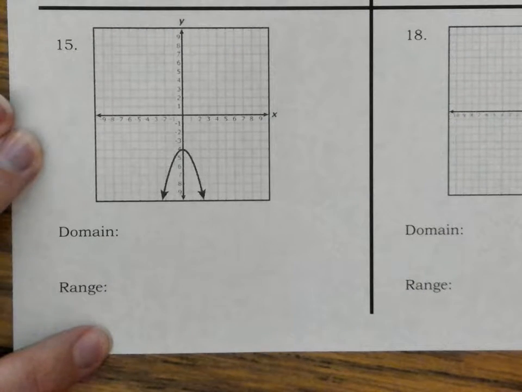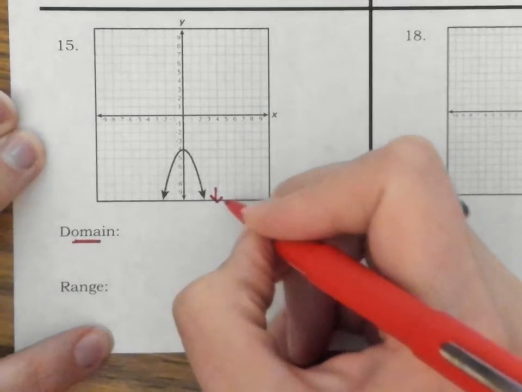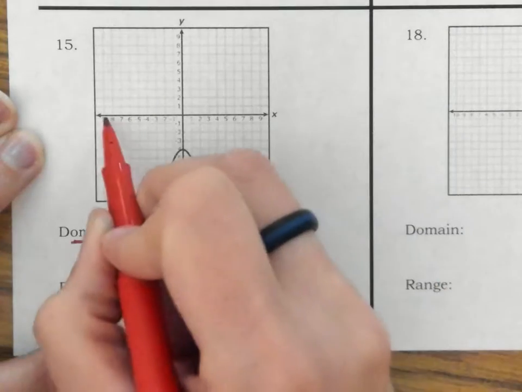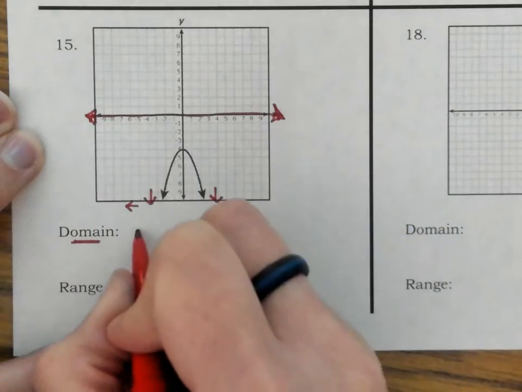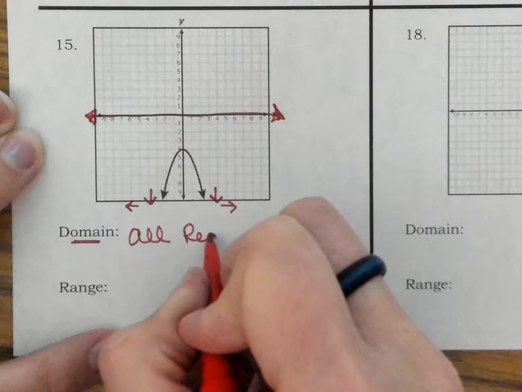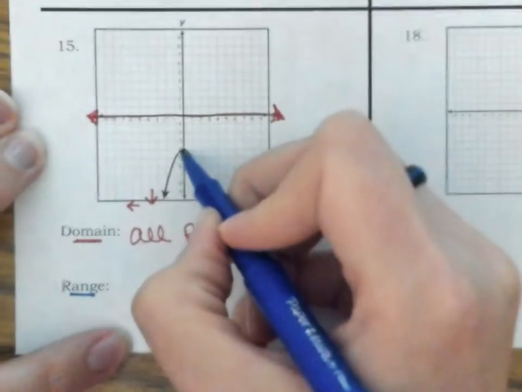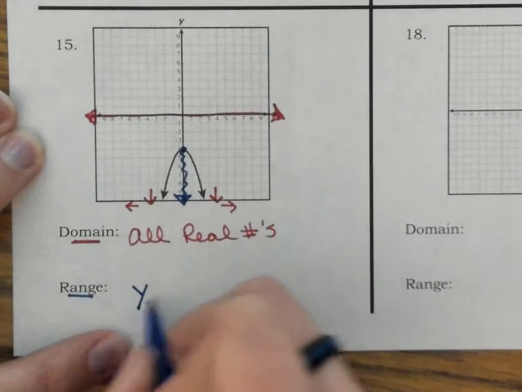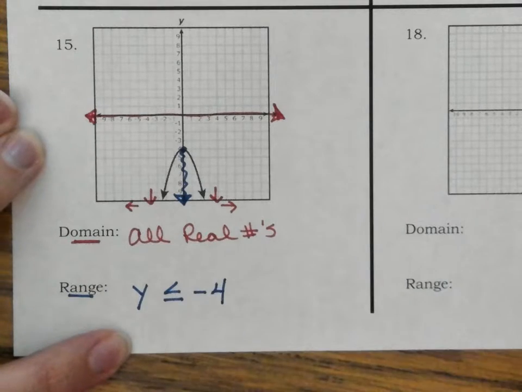Number 15. Start again with the domain. It's going down and right, down and left. And so again, it's going left and right forever, which means my domain is all real numbers. But my range starts at -4 and is only getting smaller. Range is your y values. So smaller than, less than, or equal to -4.